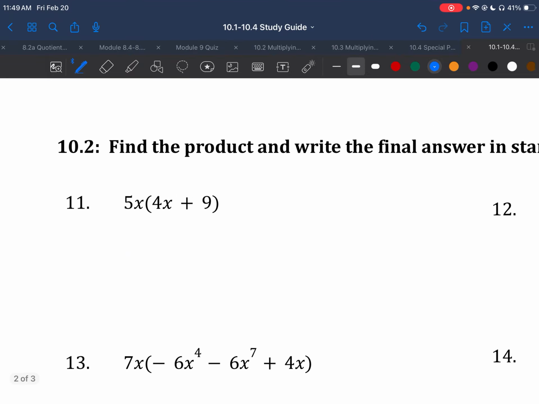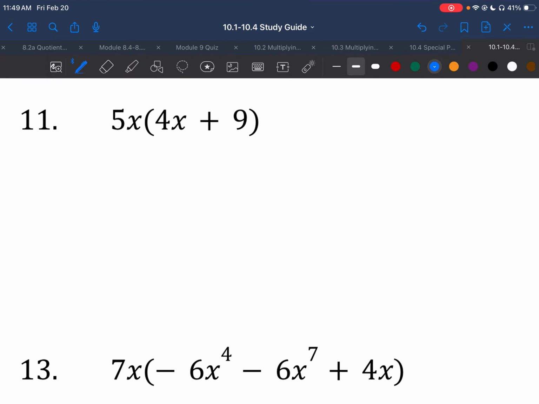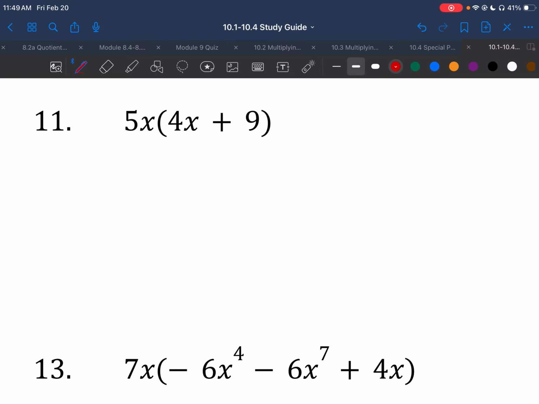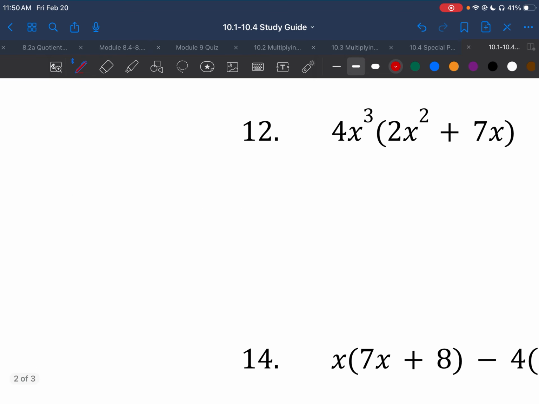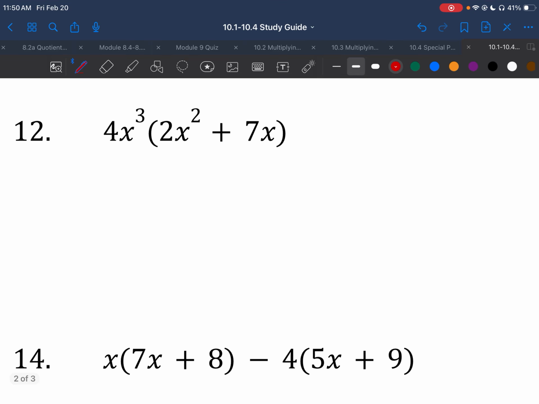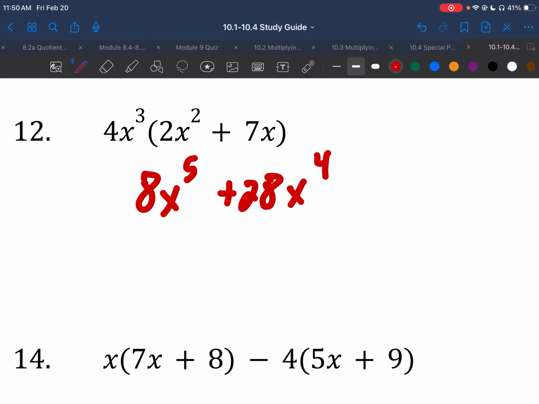All right. On to the next page where we need to multiply our polynomials. 5x times 4x is 20x squared. 5x times 9 is plus 45x. Number 12. 4x cubed times 2x squared is 8x to the 5th. 4x cubed times 7x is 28x to the 4th.